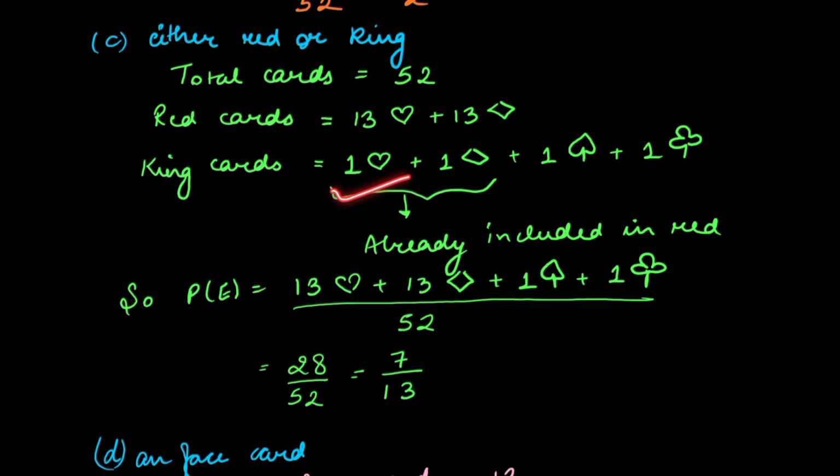But 1 heart shaped red card and 1 diamond card are already included in red cards. So this leaves us with common. These 2 cards are common in both the sets. So we will exclude these in one of the sets, leaving us with 26 addition of these 2 king cards which are not included in the red cards. So total there are 28 favorable outcomes, that is 28 cards that are desired to be picked out from a pack of 52 cards. So the probability comes out to be 7 by 13.